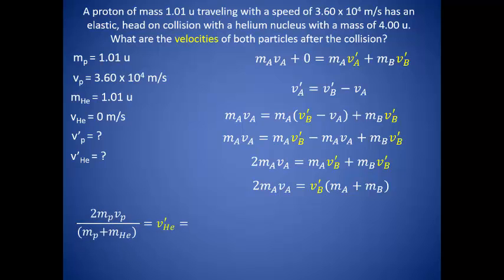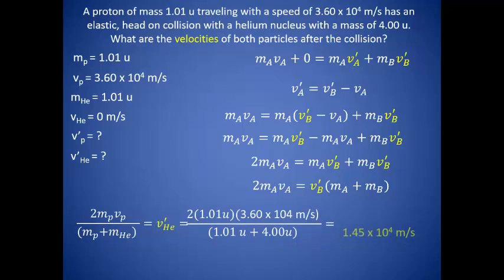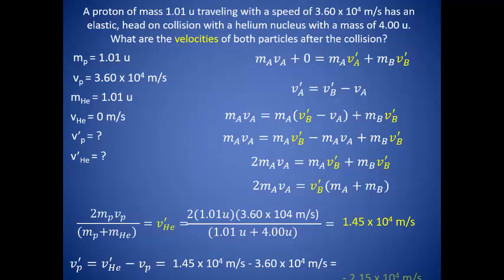From here, it's just a matter of plugging in our knowns to find the new velocity of the helium particle to be 1.45 times 10 to the 4th meters per second. Now we know the final velocity of B, we can use our kinetic energy conservation expression to find the velocity of the proton to be negative 2.15 times 10 to the 4th meters per second. This result makes sense if you think about the proton bouncing straight backwards in the opposite direction, but with a slightly smaller velocity.